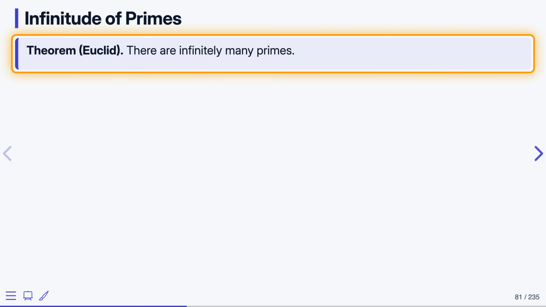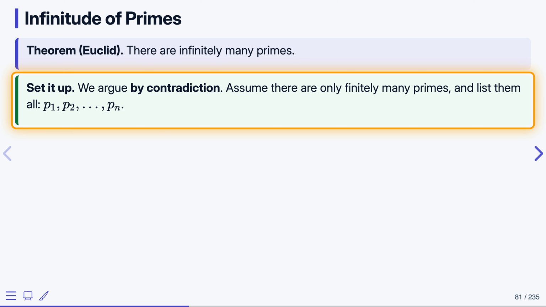Can we ever run out of primes? No. Euclid showed there are infinitely many, and his proof is famous. Let's set it up carefully. We argue by contradiction. That means we assume the opposite of what we want and then show that the assumption breaks. So suppose for a moment that there were only finitely many primes. Then we could list every one of them, P1, P2, and so on up to Pn. Remember that list. On the next slide, we build a number that ruins it.